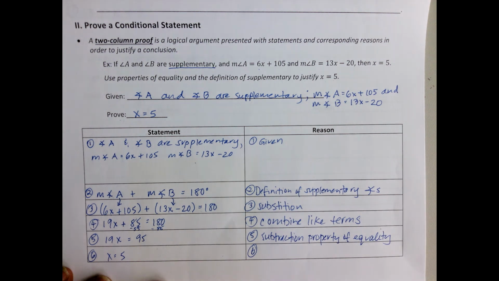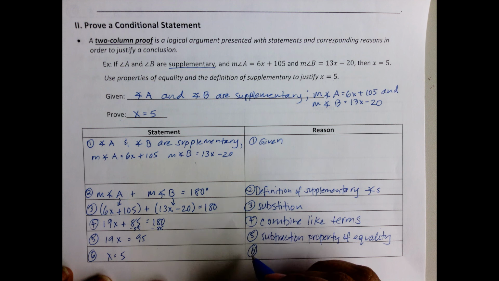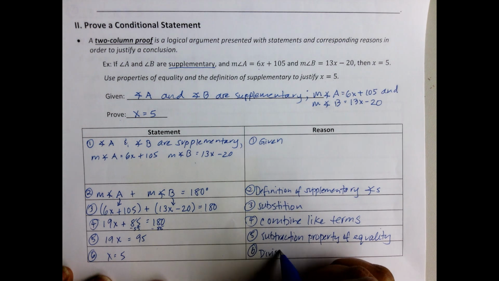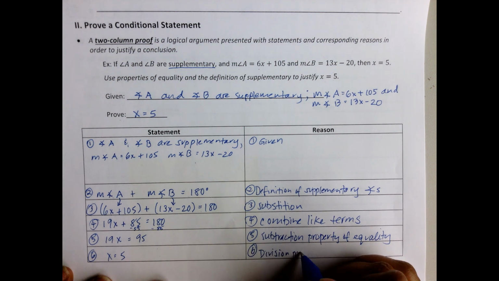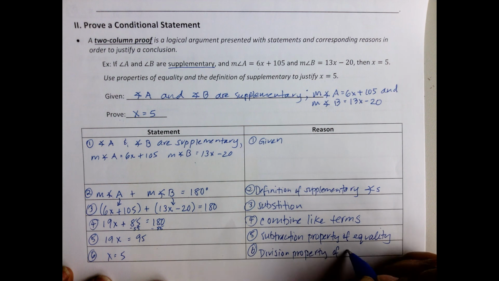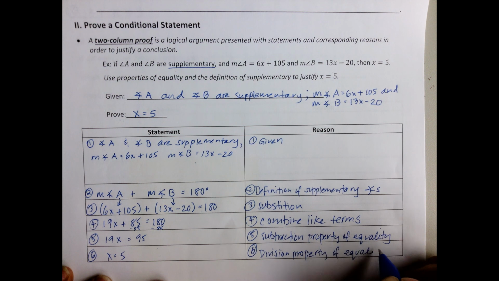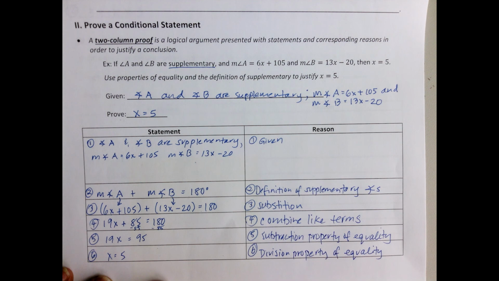And finally, once I did that and I ended up with this statement, I ended up with x equals 5. What did I do? Divided 19 on both sides, and I got 95 divided by 19, and I got 5. Okay, so I used the division property of equality.